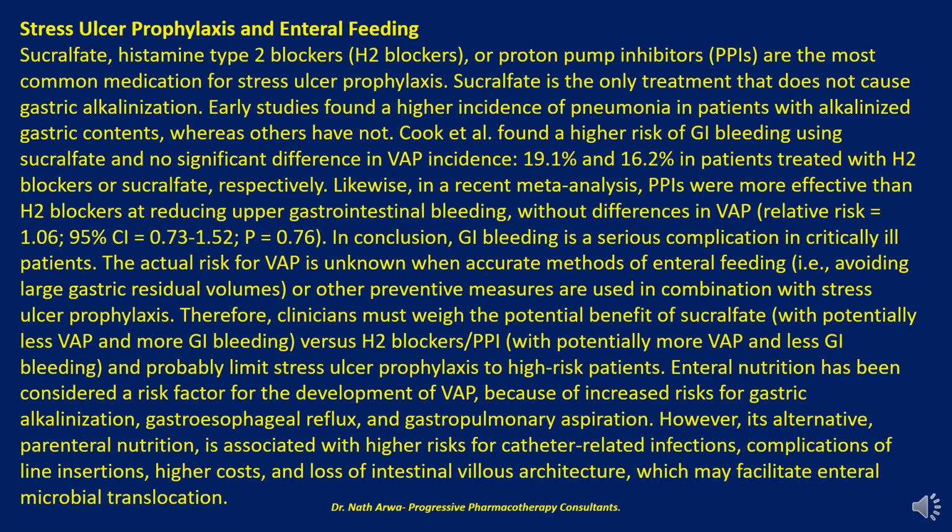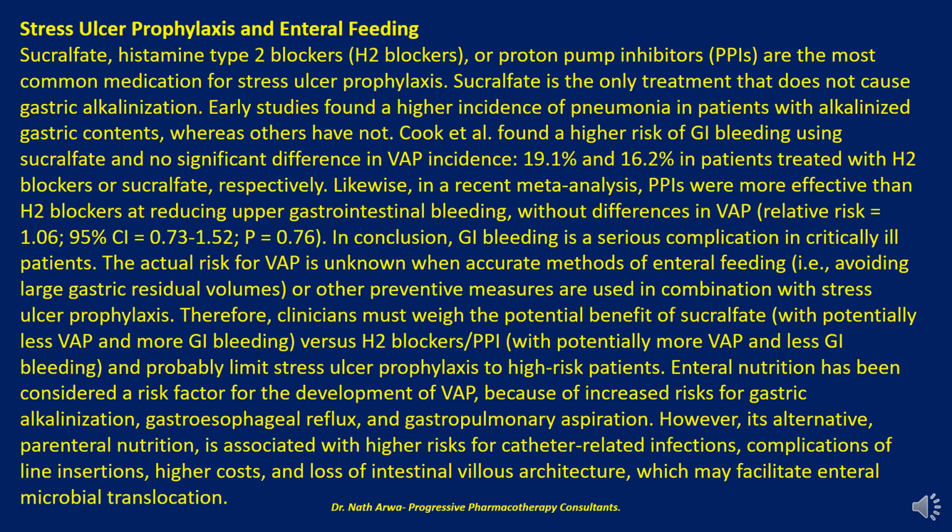Early studies found a higher incidence of pneumonia in patients with alkalinized gastric contents, whereas others have not. Cook and colleagues found a higher risk of GI bleeding using sucralfate and no significant difference in ventilator-associated pneumonia incidence, 19.1% and 16.2% in patients treated with H2 blockers or sucralfate, respectively.